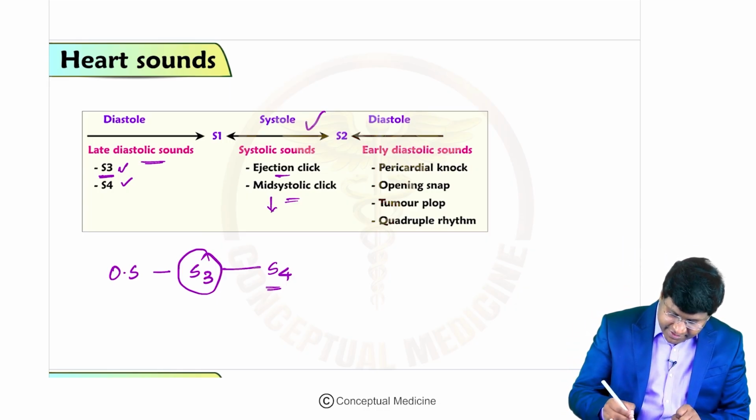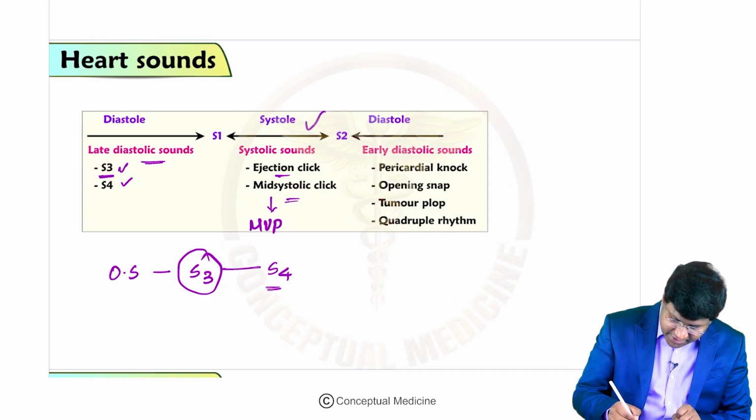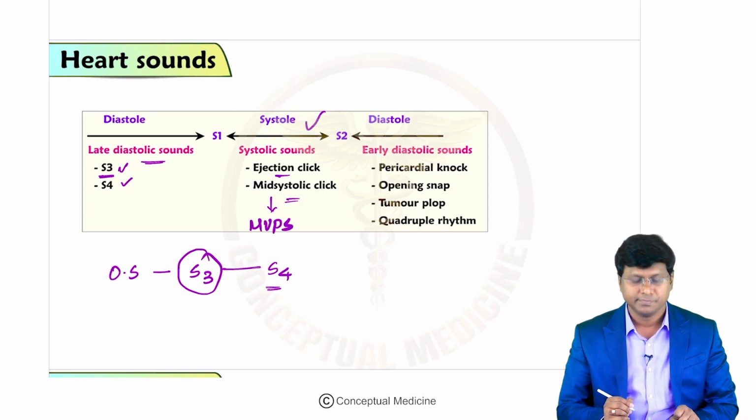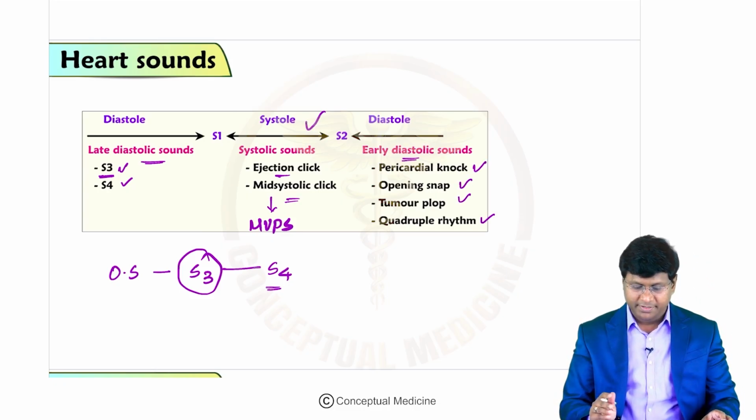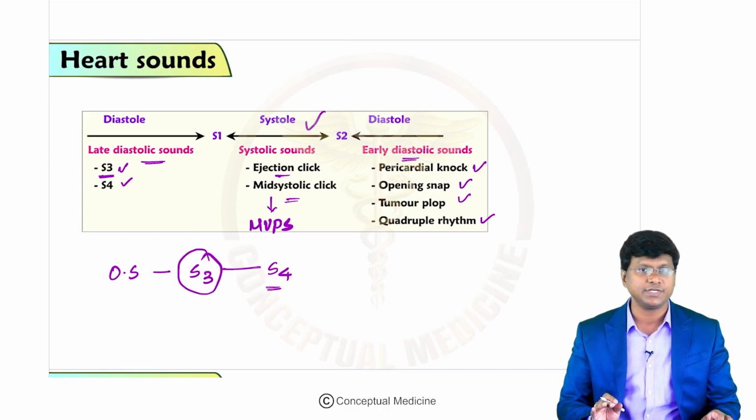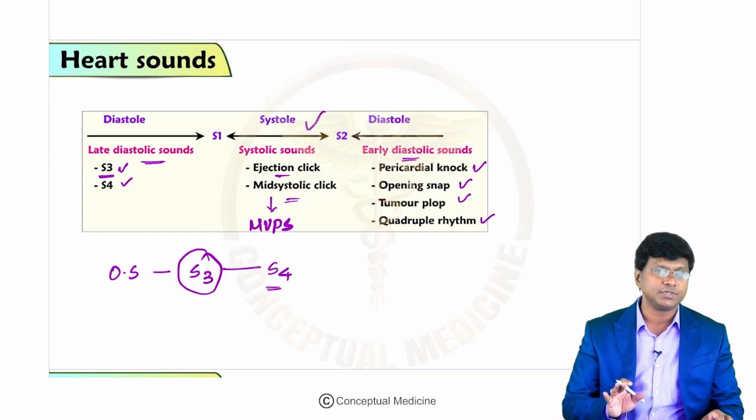And where will you have this mid systolic click? You will have that in patients with the mitral valve prolapse syndrome. Then early diastolic sounds are pericardial knock, opening snap, tumor plop, and then the quadruple rhythm. These are all the early diastolic sounds. So this is about the heart sounds.